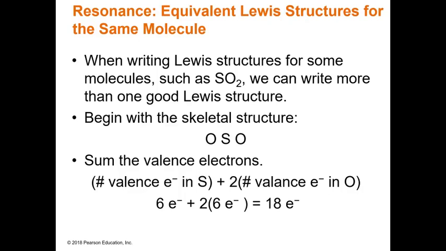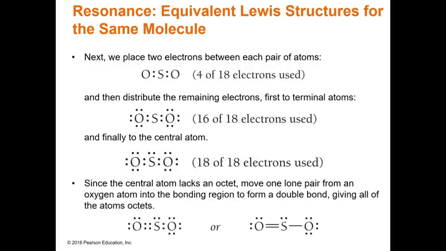Sometimes more than one valid Lewis structure can be drawn for a molecule. Take SO2, for example. Both S=O double bonds could be placed on either side. These are called resonance structures. The actual structure is an average.